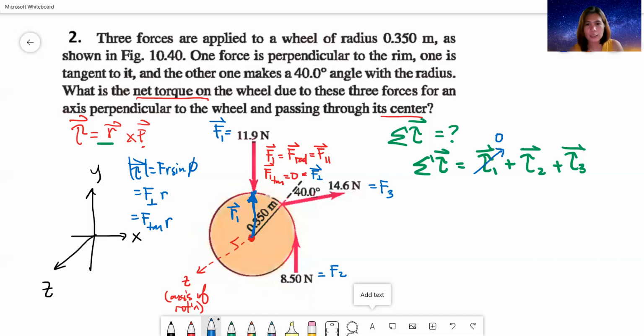Let's go to torque due to force 2. So this is again the point of application. From the reference going to the point of application, this is now the position vector R2. Okay. We know very well that since this is a circle, the magnitude of R1 is the same as the magnitude of R2 and the magnitude of R3, and these are all 0.35, the radius of the wheel.